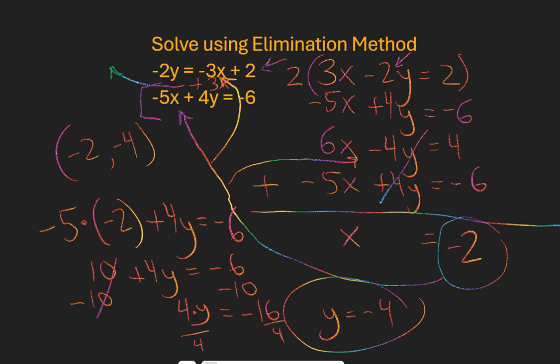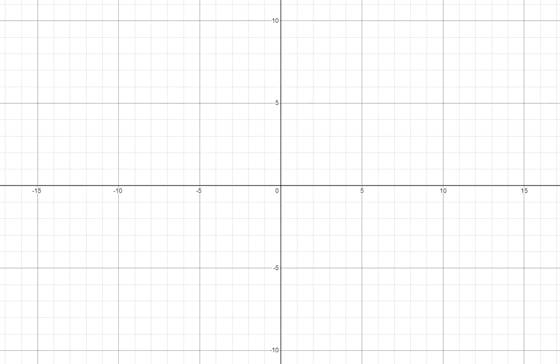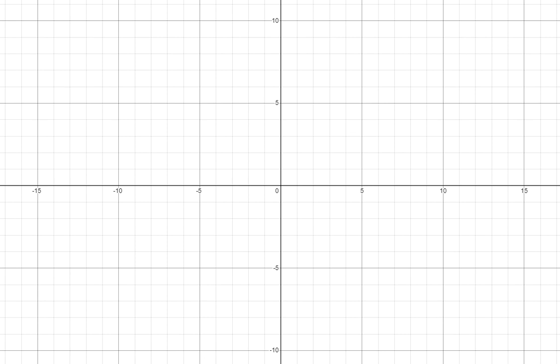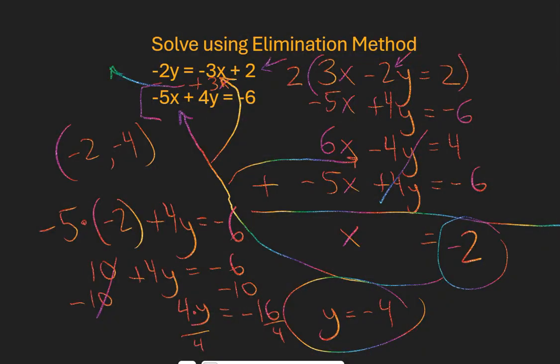If I were to graph these two equations, where would they cross? Let's go to Desmos and find out. There they cross right there, at negative 2, comma negative 4. Very, very nice. I got my answer right.